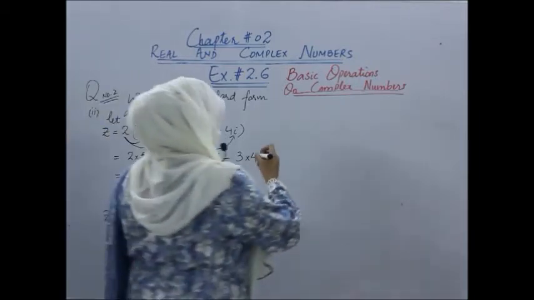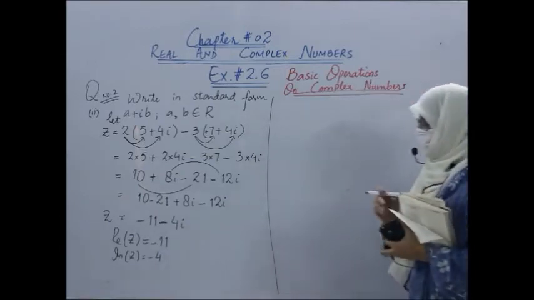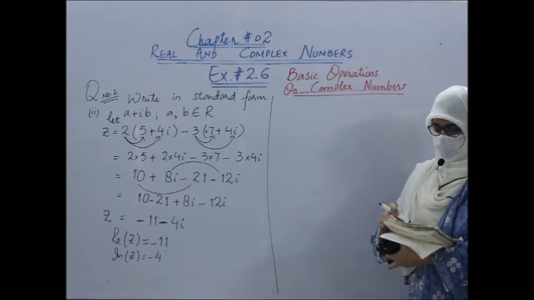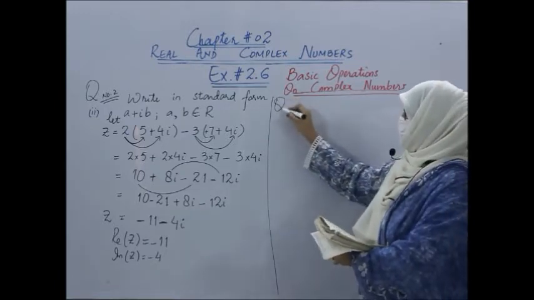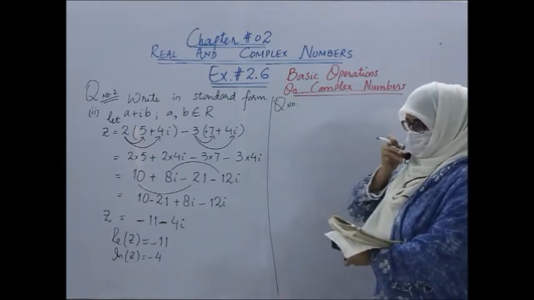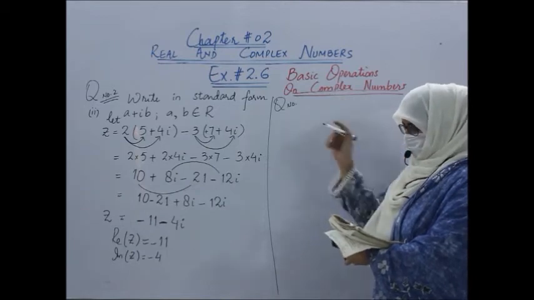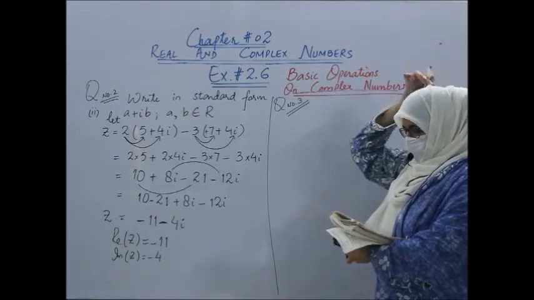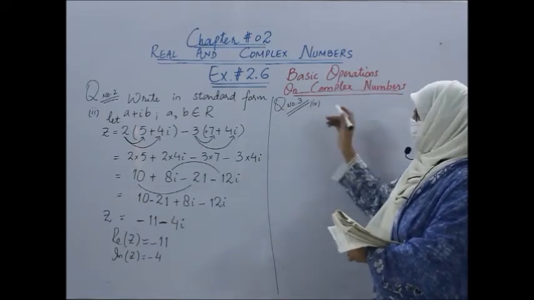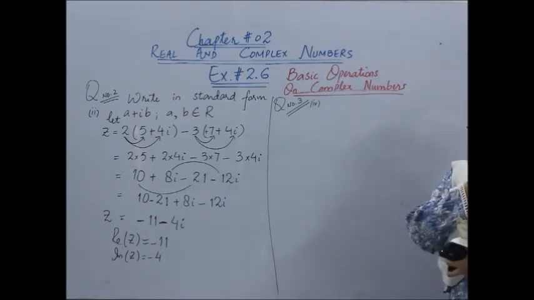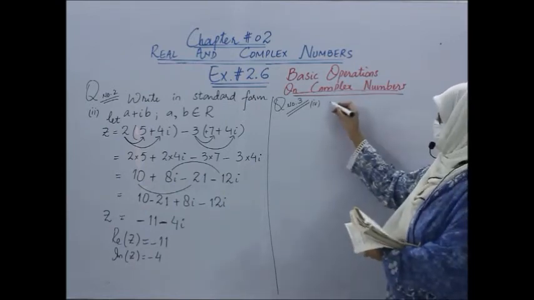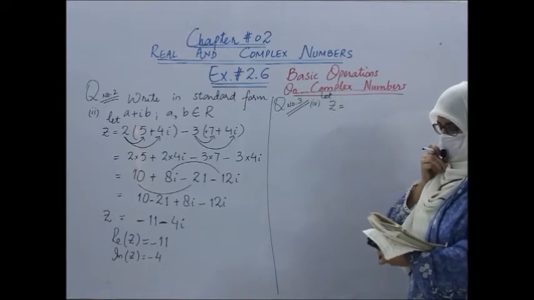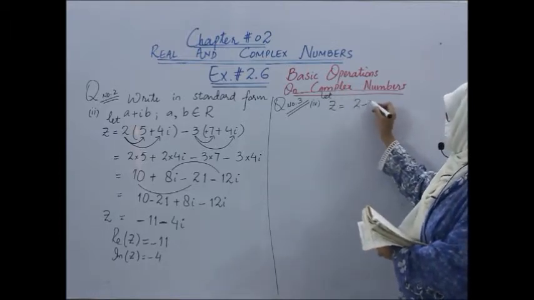So question number 3 is all about the multiplication of the complex numbers. Let us take any one of the parts from question number 3. So here I am going to take part number 4. For our convenience, we will suppose the given number as z. Z is equal to 2 minus 3 iota.